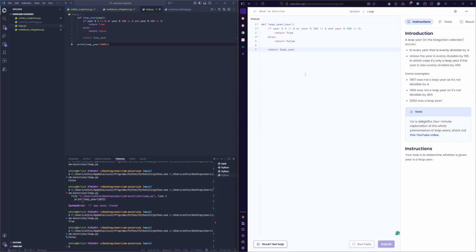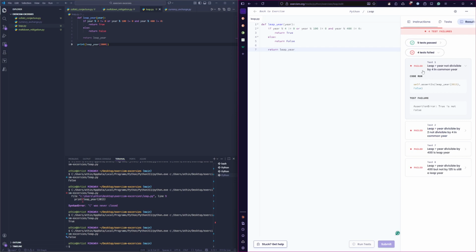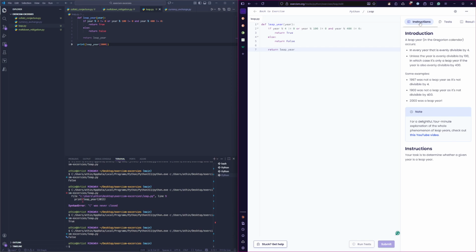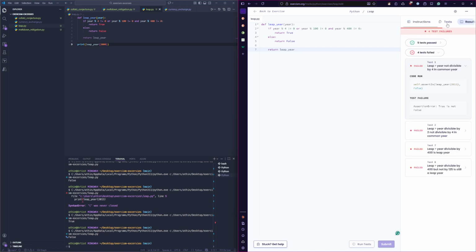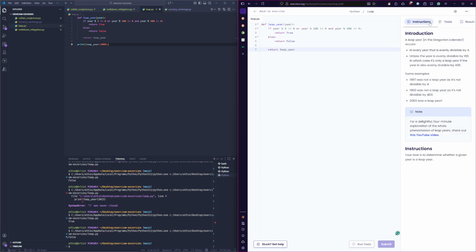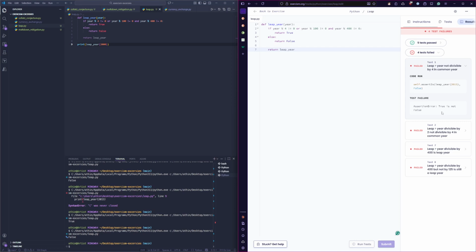Alright. I don't understand why it's giving extra tests when the instructions did not. You're tasked to determine whether a year is leap year. Year divisible by 2, not divisible by 4 in common year.